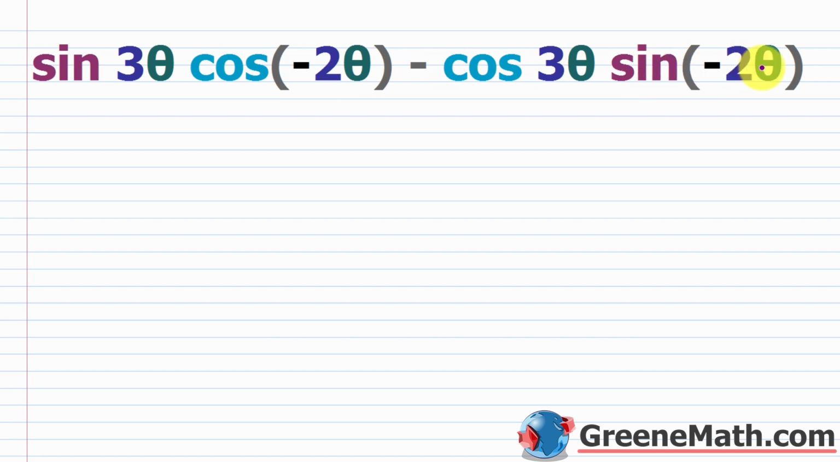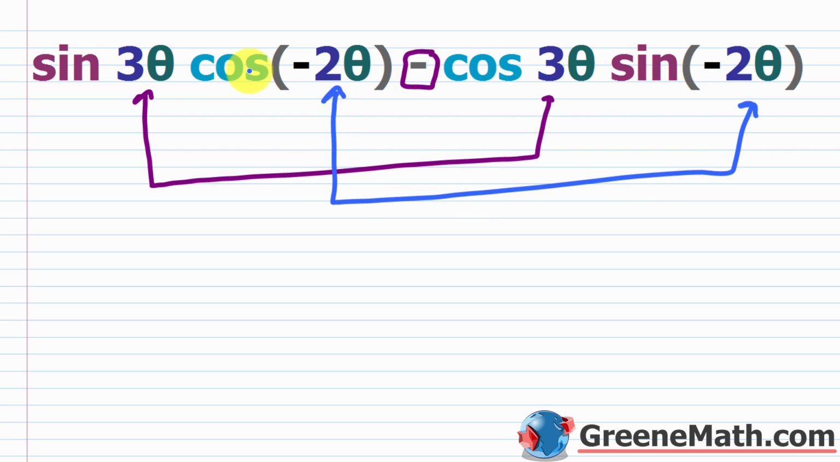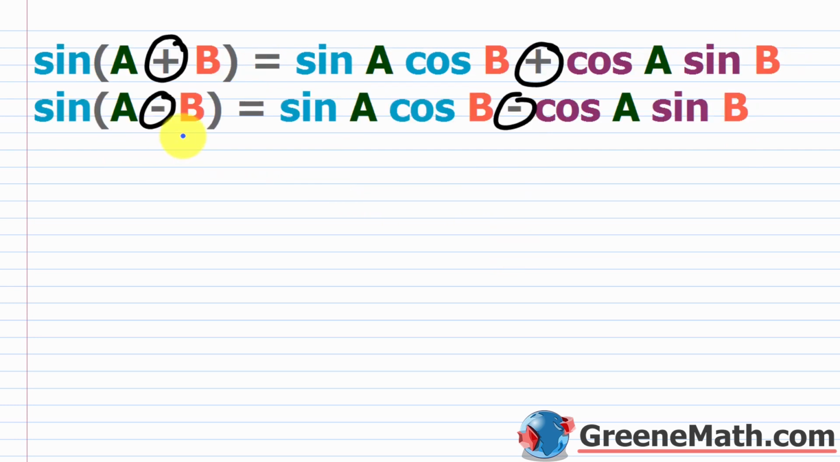Okay, so if you notice here, this angle right here and this angle right here, it's the same. You have the sine of this and the cosine of this, and you have a minus. Then if you look at this, it's negative 2 theta and negative 2 theta, cosine of this, sine of this. So this matches our little formula here: the sine of A times the cosine of B minus the cosine of A times the sine of B.